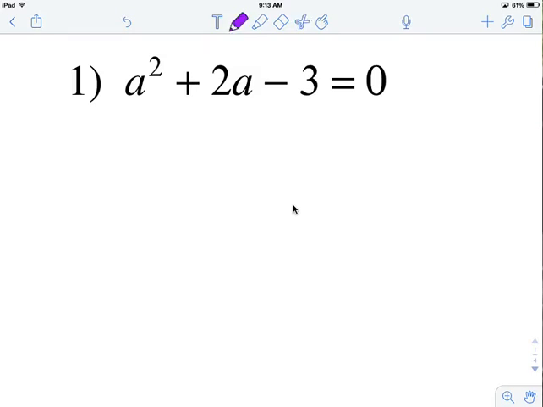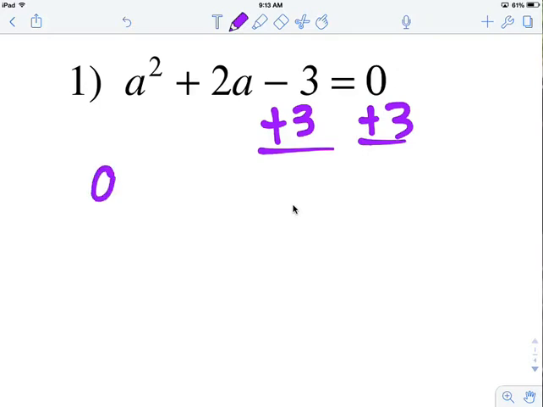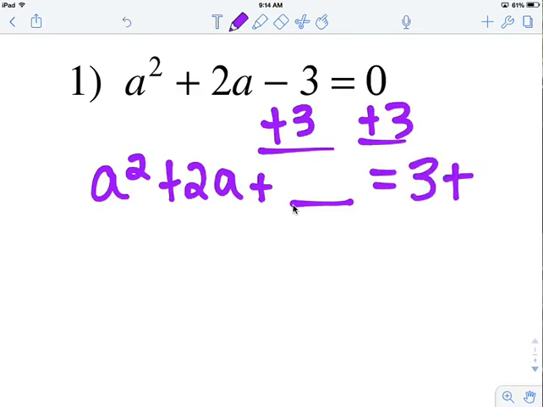When you're completing the square, the first step is to move your c value over. My c here is -3, so we're going to add it to the other side. I have a squared plus 2a plus something to make it a perfect square equals 3 plus whatever that something is. On this one, you're taking half of 2 and then squaring it.